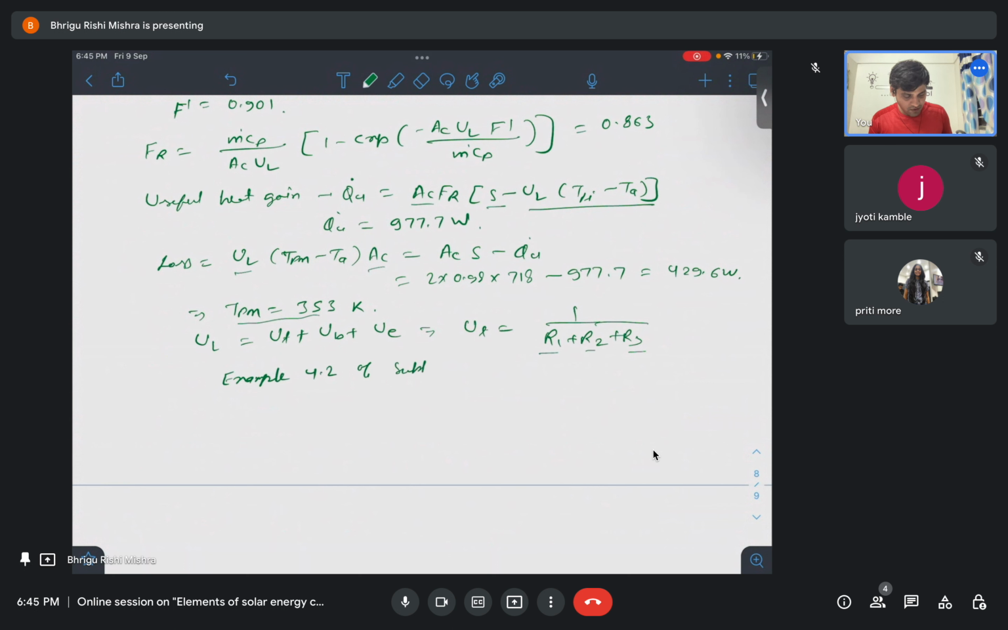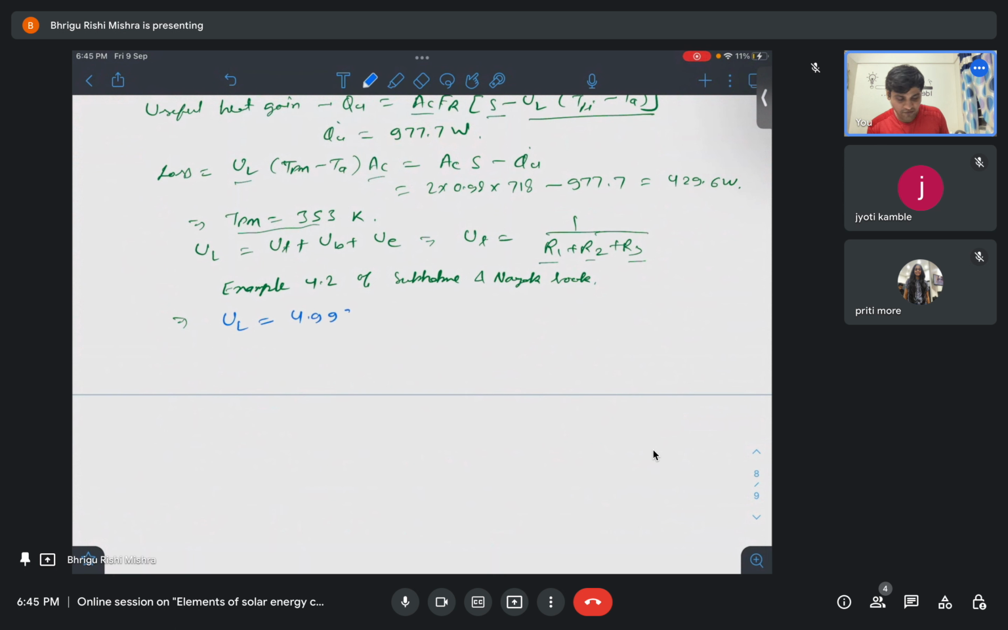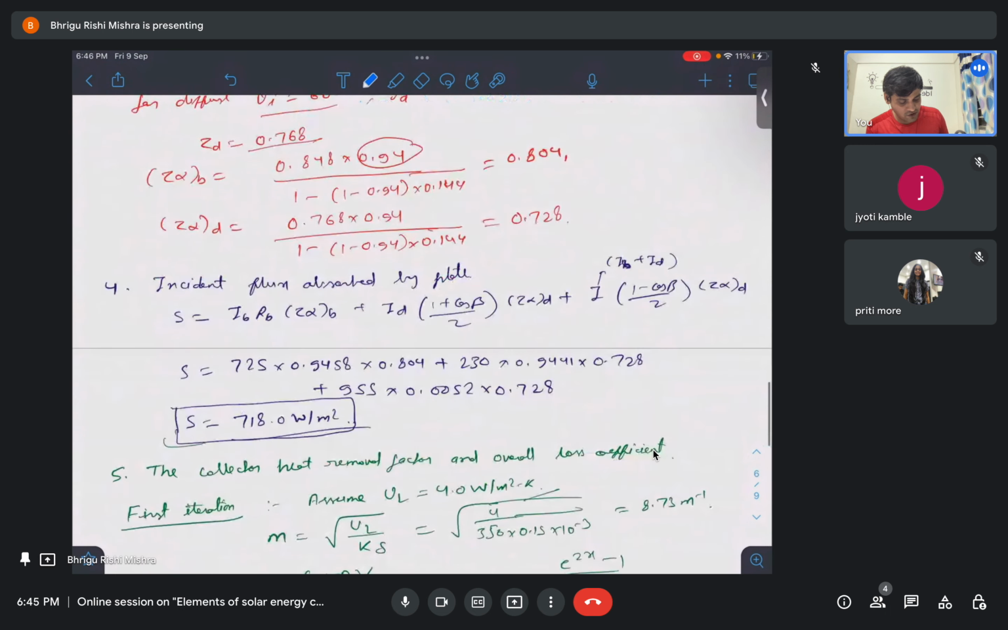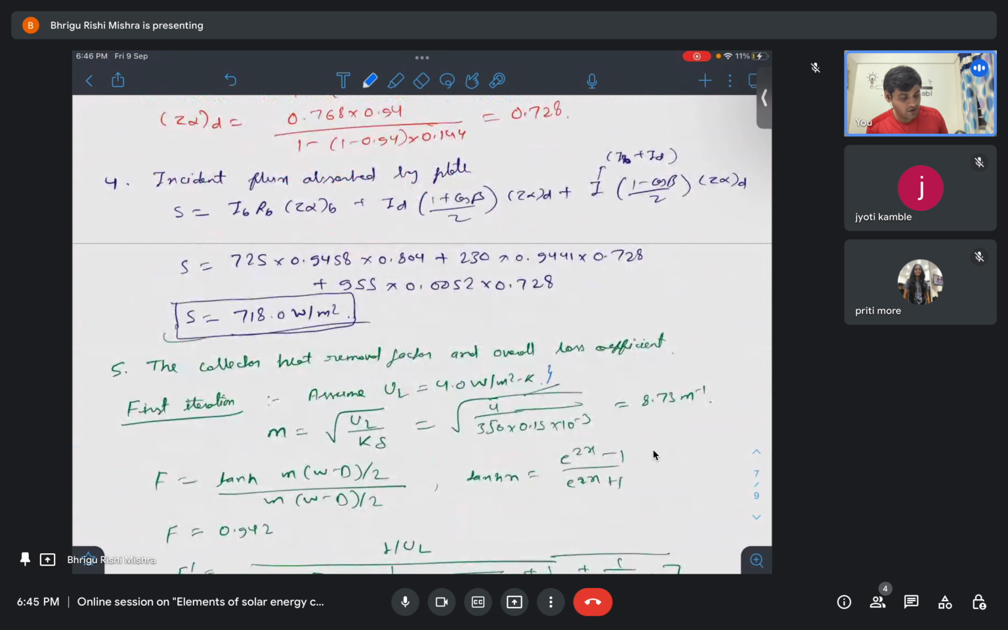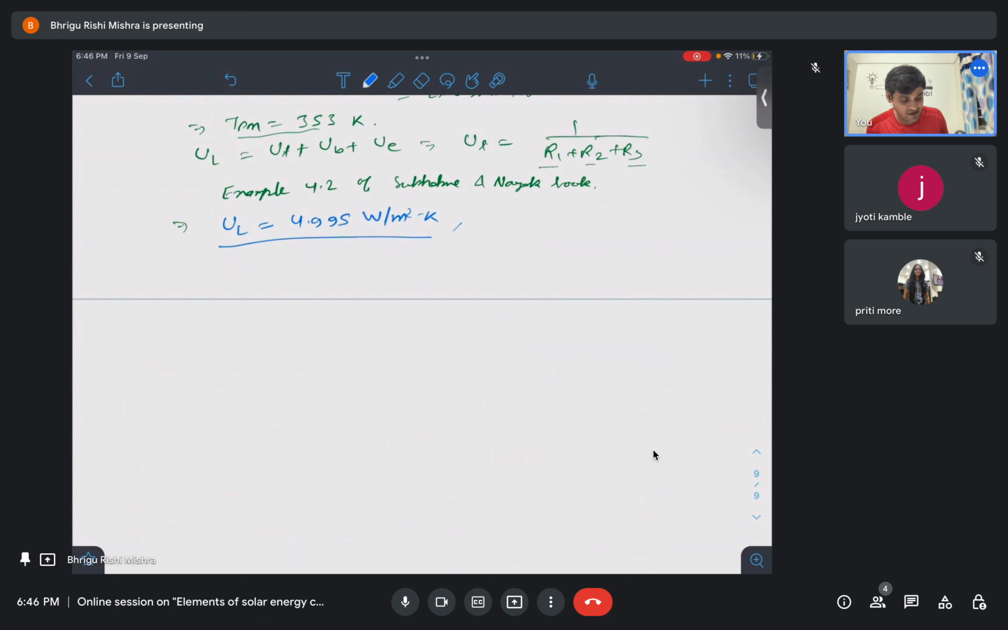You can check example 4.2 of the Sukhatme and Nayak book. After doing 2-3 iterations, it turns out that UL is around 4.995 watt per meter square per Kelvin. So this is the final value of UL. If you see, we assumed UL as 4 and it is 4.995, so this is a decent approximation which we have considered.